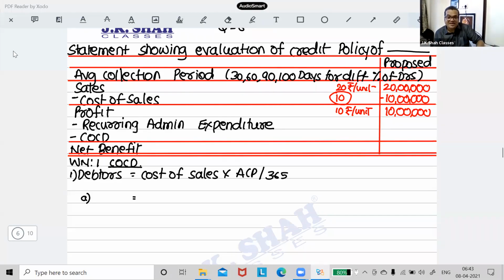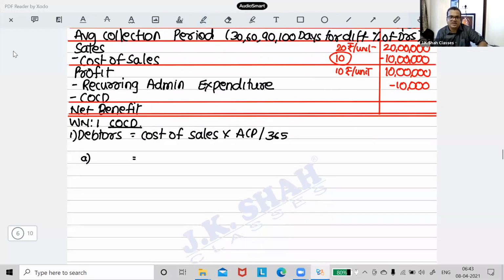Okay. Recurring administration expenses are how much? 10,000. So we have to calculate COCD. Okay, listen. See, guys, generally what we do, we calculate only once like this, right? Debtors is equal to what? Cost of sales into average collection period divided by 360. We do it only once. Now in this question, we will have to repeat this procedure for 4 times. Correct? Cost of sales is 10 lakh.